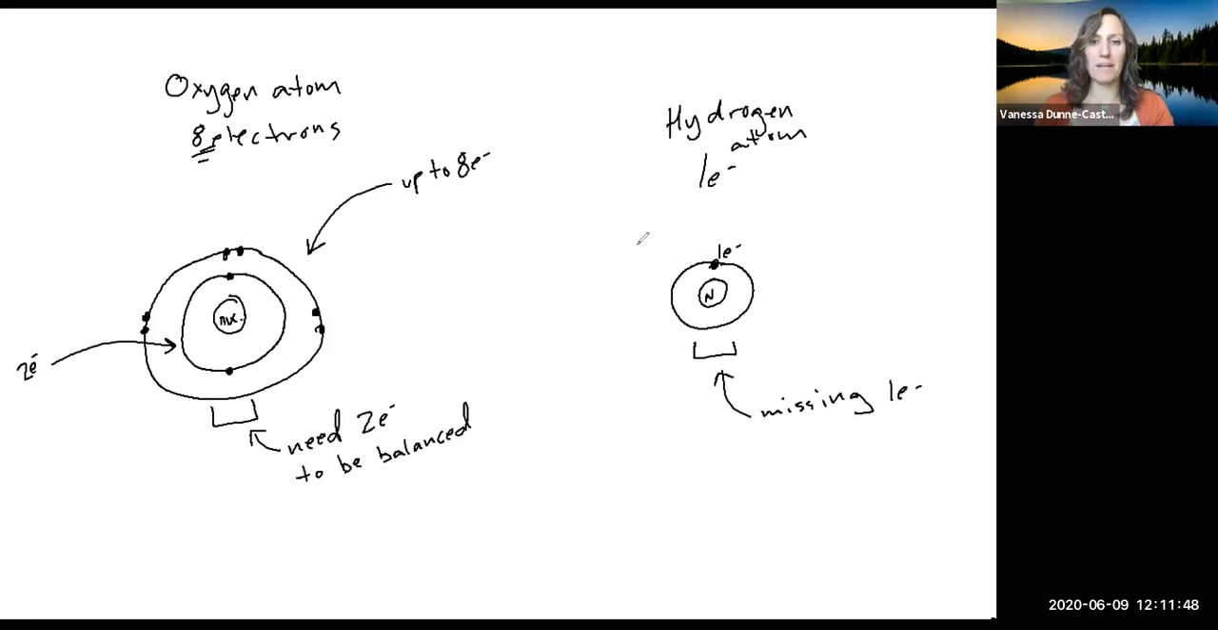So when atoms get together, there are different ways that they can get together. One of the ways that atoms can get together is to form a covalent bond. A covalent bond is one in which atoms get together and they share, they kind of become part of one another, and they share their electrons in their outer orbital to essentially become a complete and balanced molecule. So one example of a covalent bond is H2O, or water.